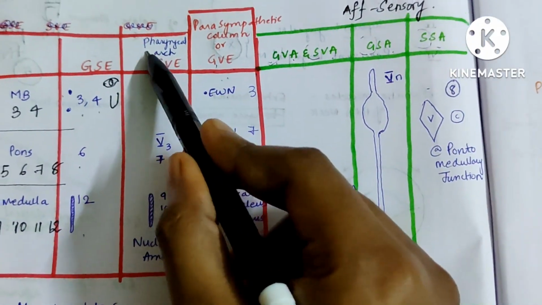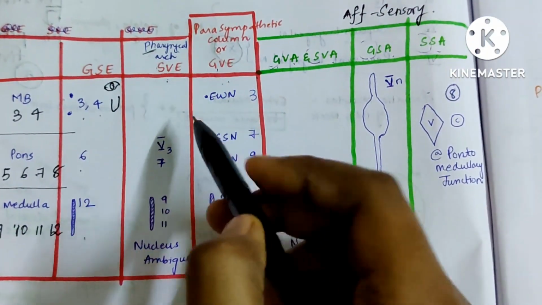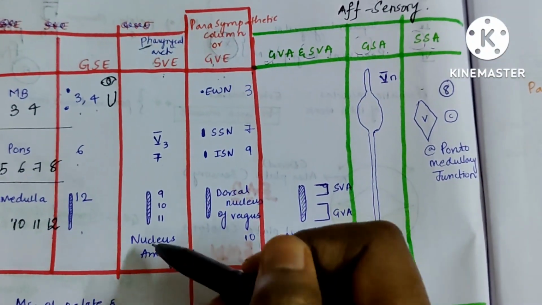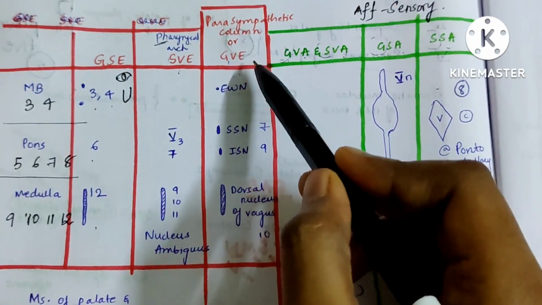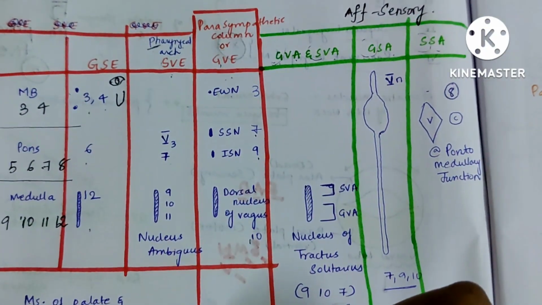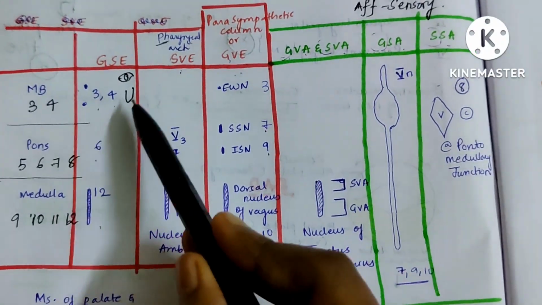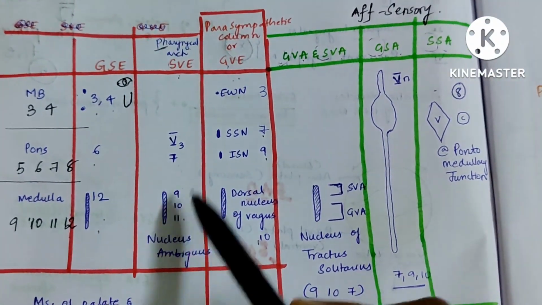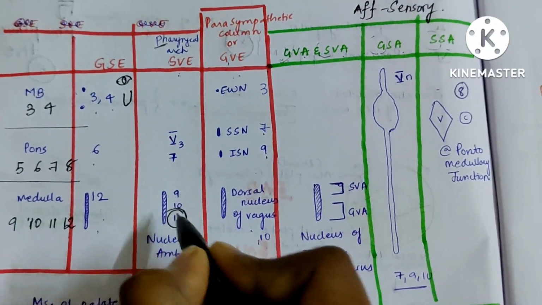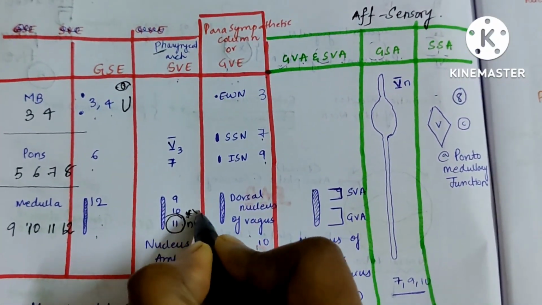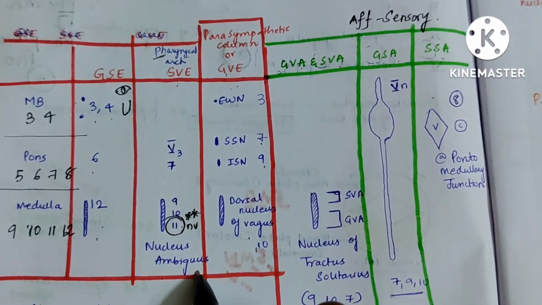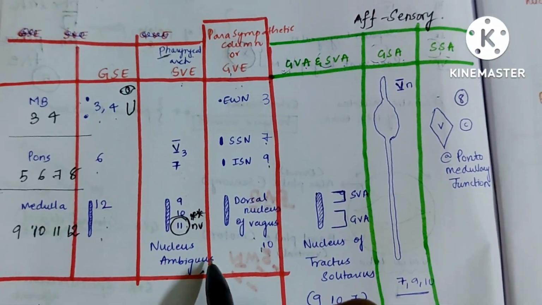Now coming to SVE. SVE is pharyngeal, F for F, that means you have to start with 5: 5, 7, 9 and 10. Here you can include the 11th nerve also. In the next one, that is GVE, parasympathetic, it is 3, 7, 9 and 10. So 3, 4, 6, 12, then 7, 9, 10, 11, and then 3, 7, 9, 10. Here the 11th nerve is involved, and 9, 10, 11 together constitute the nucleus ambiguus. Remember that point: 9, 10, 11 together constitute the nucleus ambiguus.